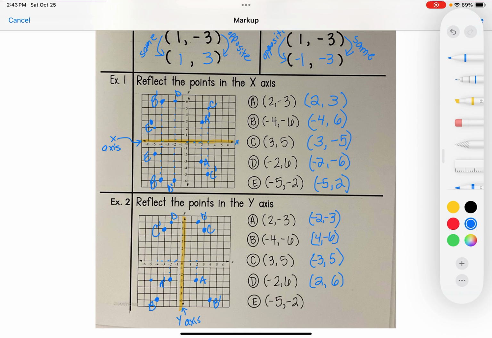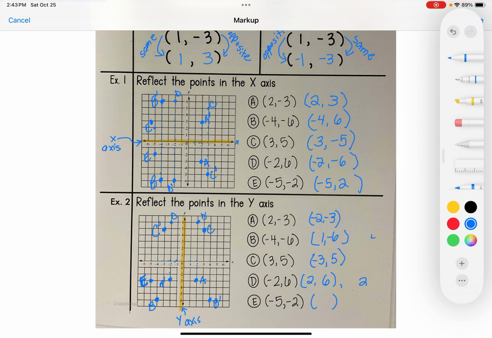E, negative 5, negative 2 puts me right here. E. Oh, somehow this moved over here. I don't know what I did there. Okay, all right, negative 5, negative 2, I just plotted it. It's the E right here.